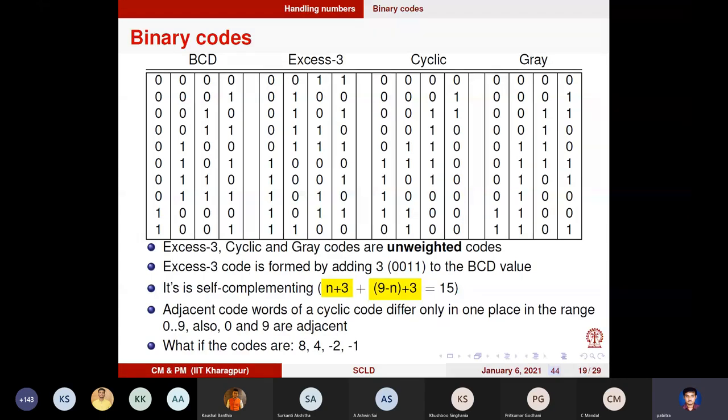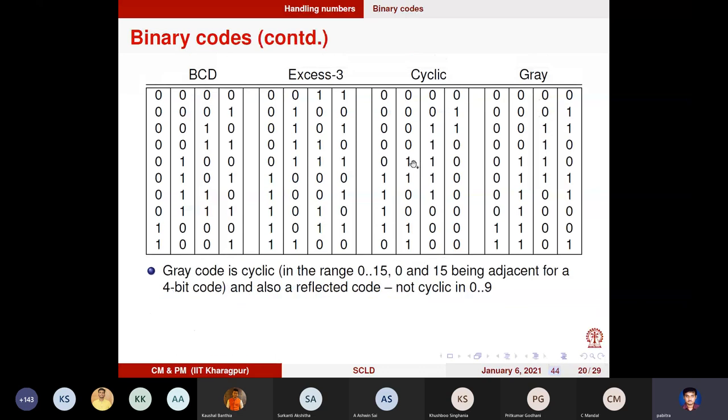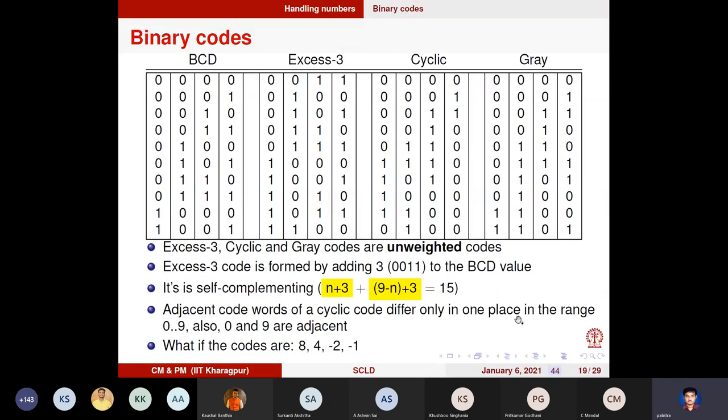There are some other properties also. For example, if you look at the cyclic code, I'm just explaining what these codes are. We'll later go into how to construct these codes. You see, there is another nice property that the two corresponding codes of two consecutive decimals differ by only one bit. They differ by only one of the digits, one of the bits. So that's the property. And gray code is also a cyclic code, and 0 and 9 are adjacent, so that's why the name cyclic is given. So these are cyclic.